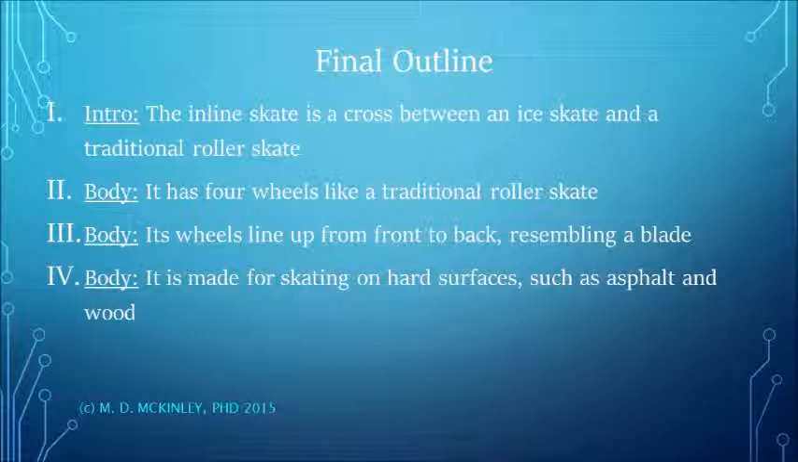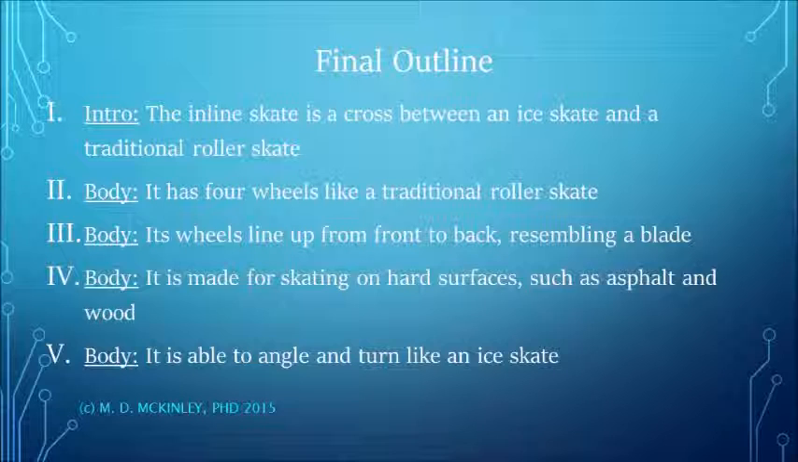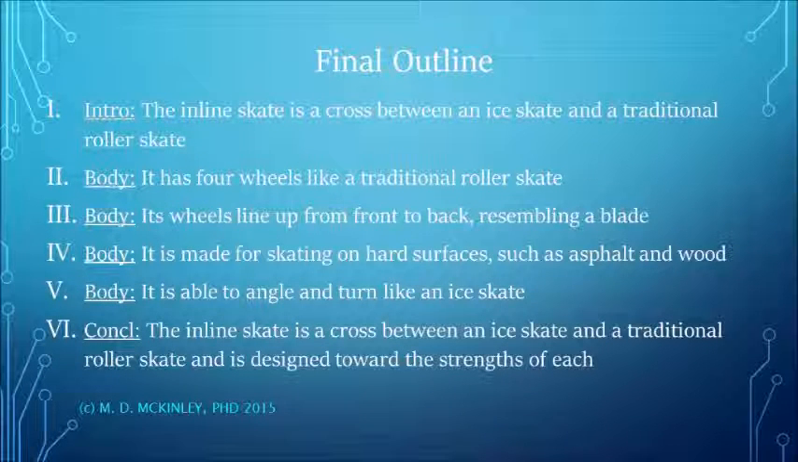Line 4, Body. It is made for skating on hard surfaces, such as asphalt and wood. Line 5, Body. It is able to angle and turn like an ice skate. Line 6, Conclusion. The inline skate is a cross between an ice skate and a traditional roller skate, and is designed toward the strengths of each. As you can see, this is starting to look like an actual paragraph.